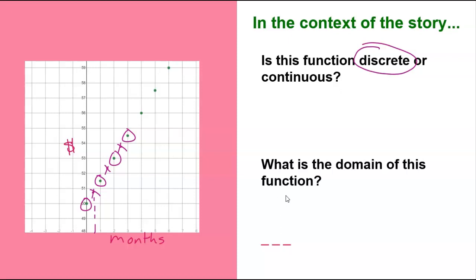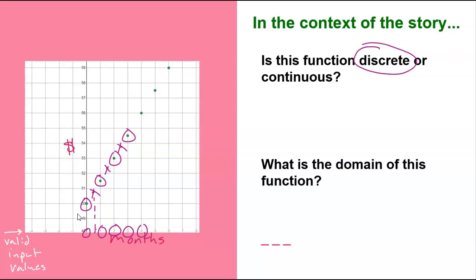And then it asks, what is the domain? Do we remember what the domain means? The domain is our valid input values. So what are our valid x values here? Well, we said this middle one, this 0.5, isn't. 0 is, 1 is, 2 is, 3 is, but nothing in between.